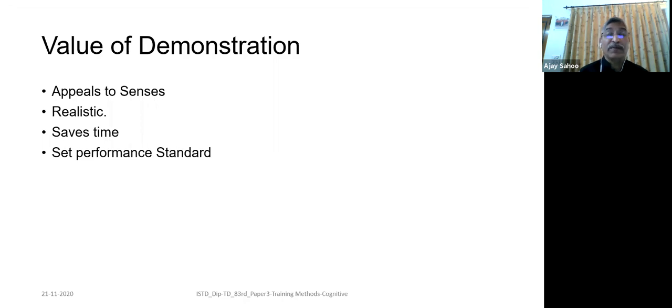So 85% of human beings are visual, right? So a demonstration draws from that aspect, that we are 85% visual animals. So it appeals to the senses, and our visual memory is much stronger than our auditory memory. So if we have seen something, it's very difficult to forget. So the demonstration method appeals to the senses. It is realistic because you are actually doing what you are saying, right?